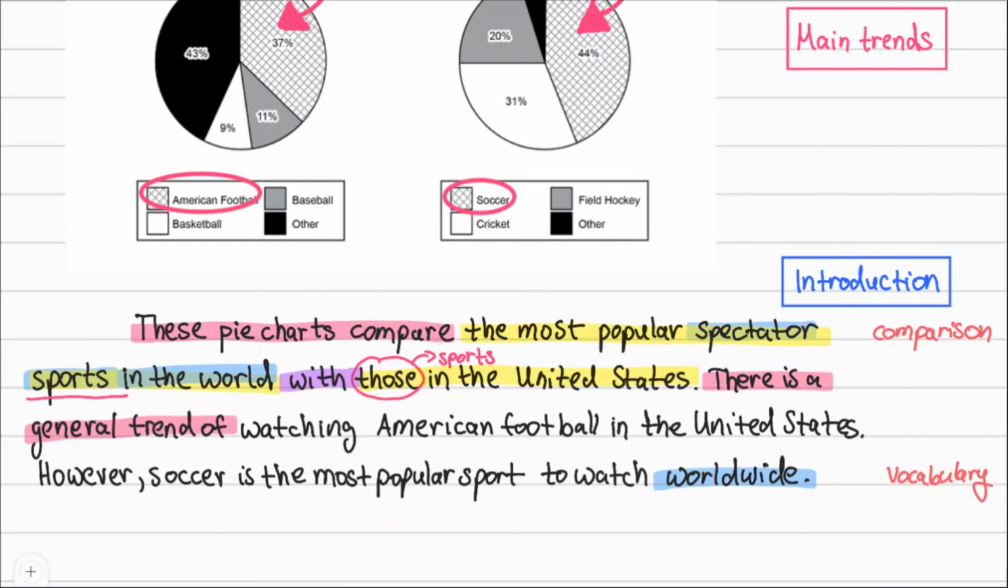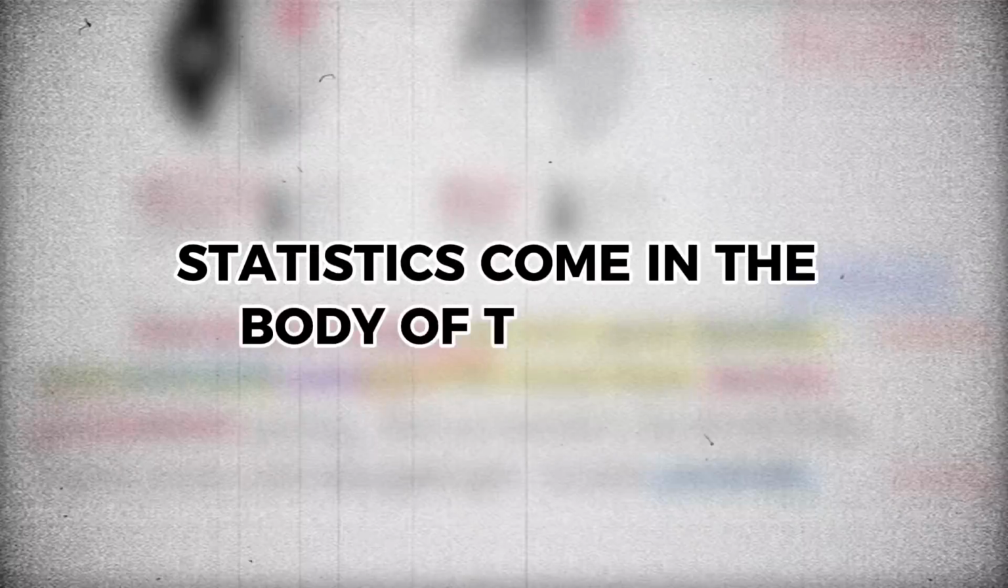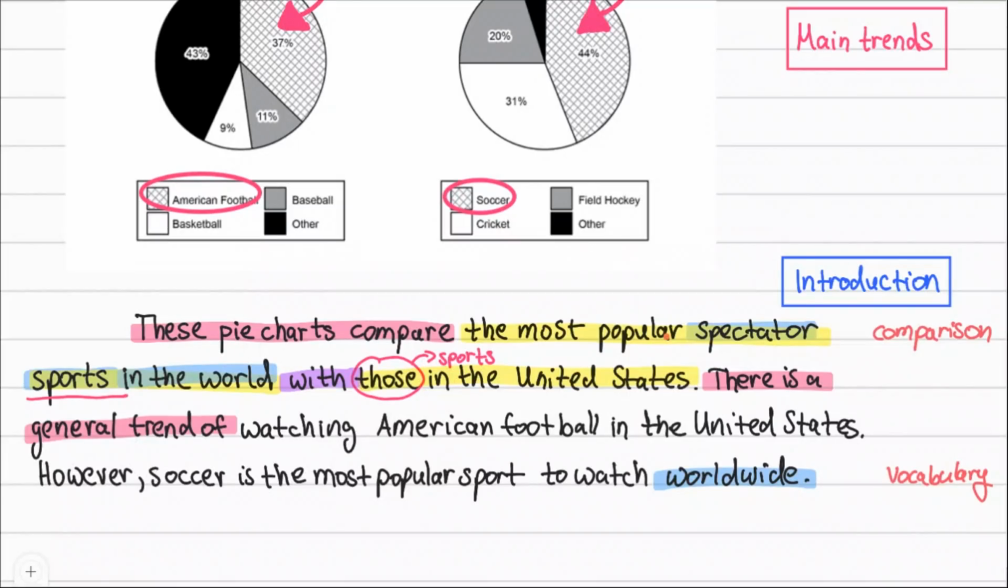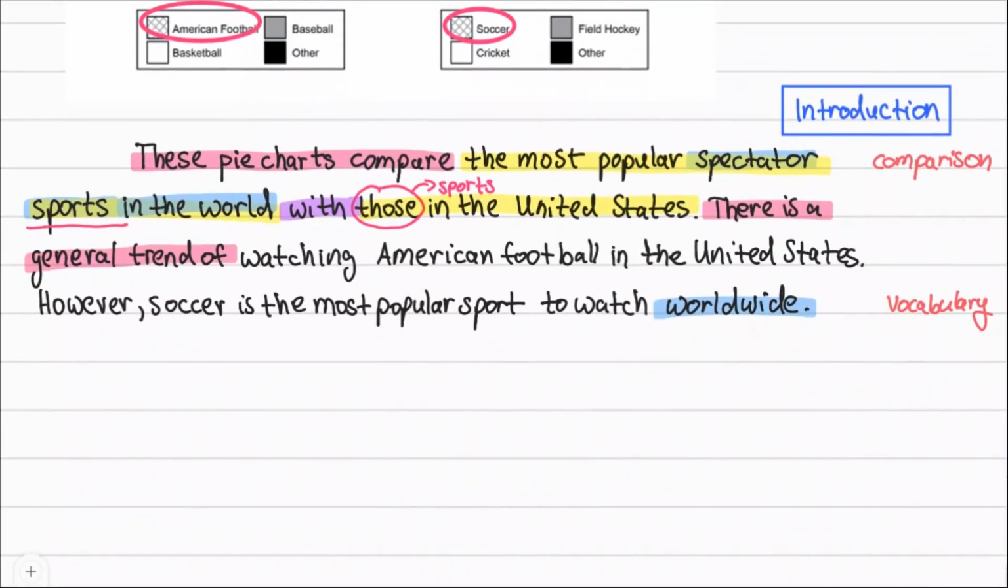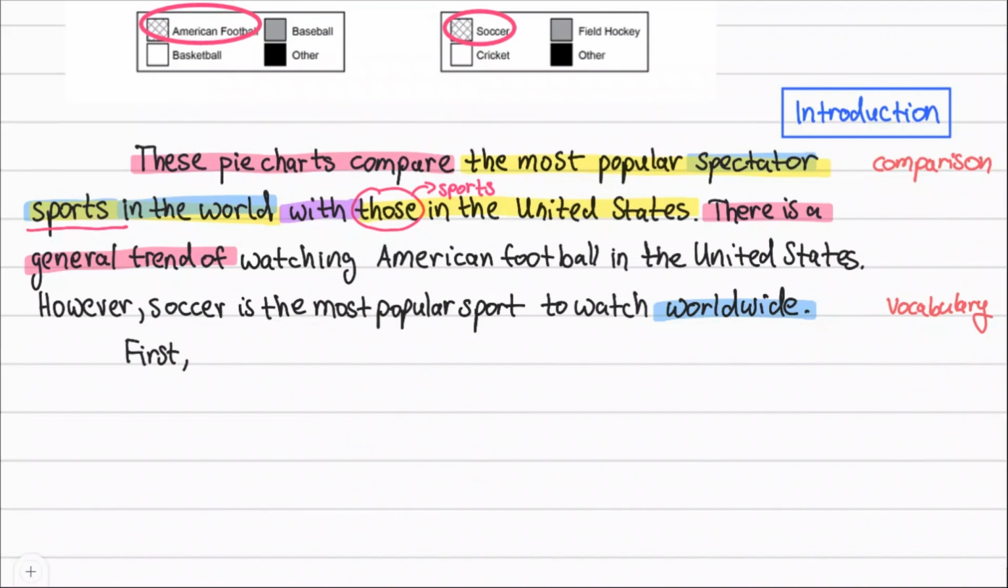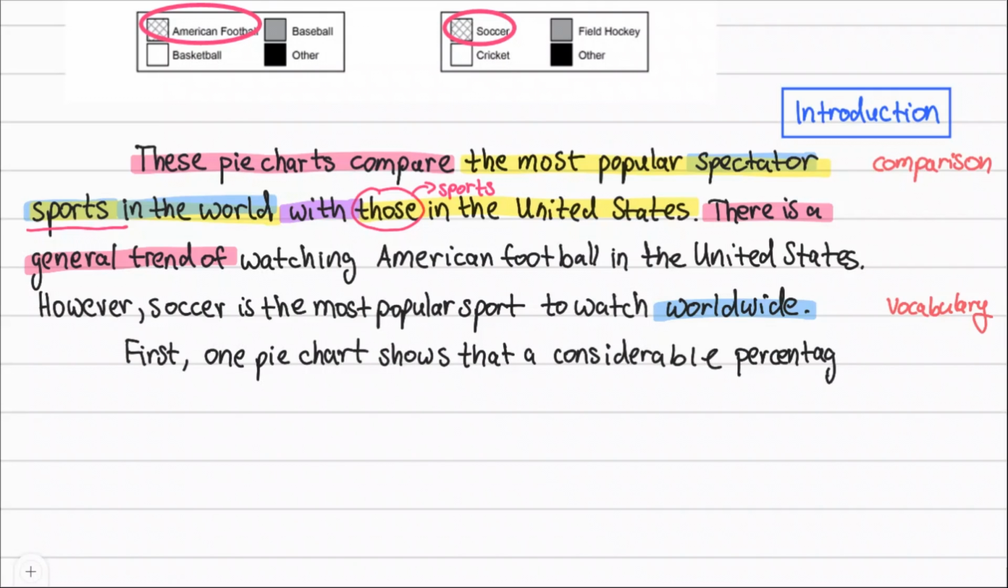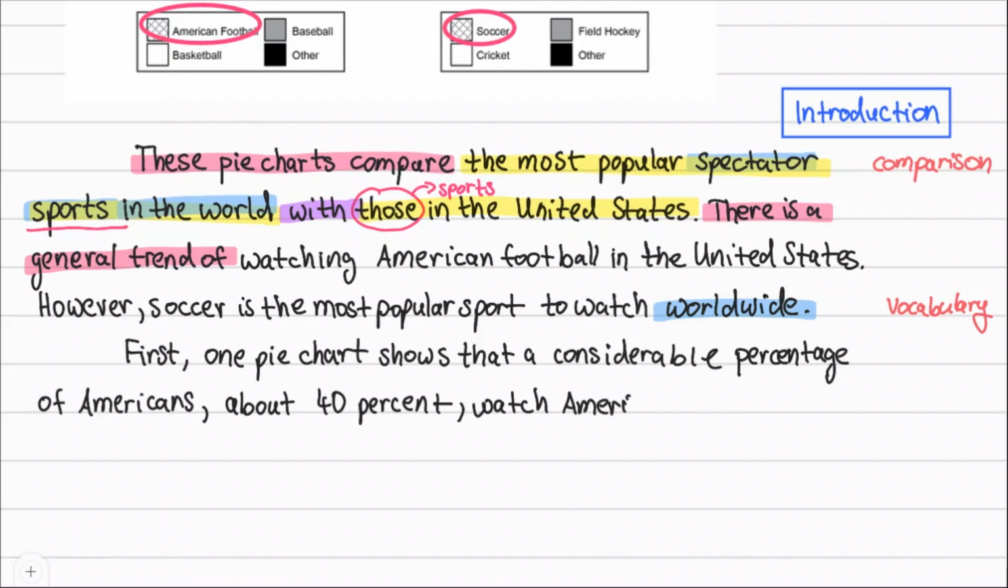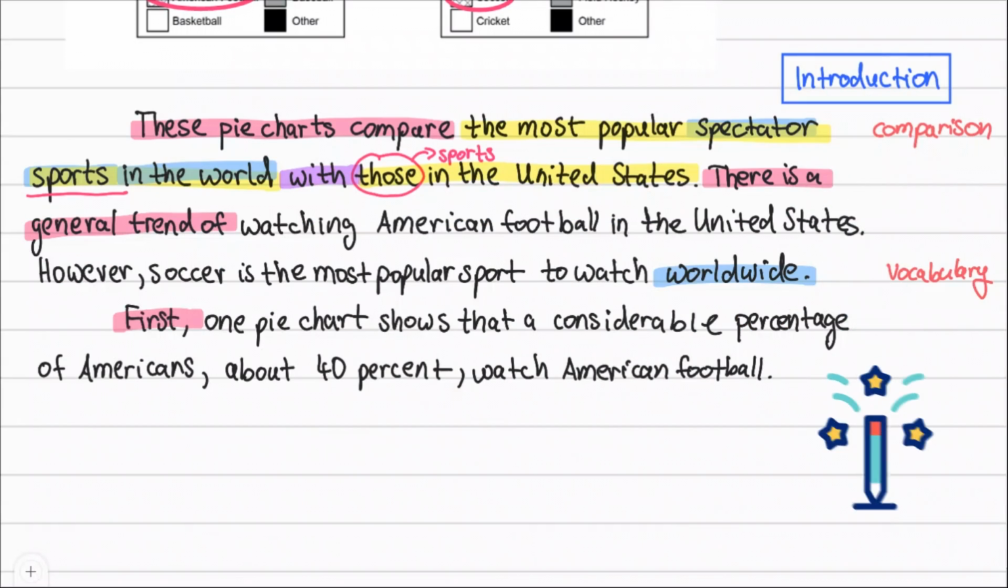We don't need any more information in the introduction. Statistics come in the body of the essay. Don't forget to indent the first line of the body paragraph. Your answer must have a good structure. First, one pie chart shows that a considerable percentage of Americans, about 40%, watch American football. First is an awesome word for organizing the ideas.